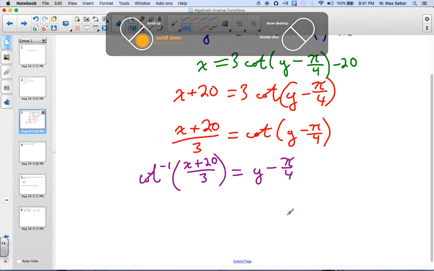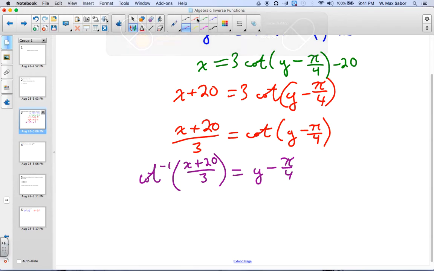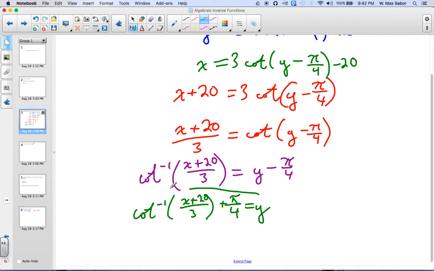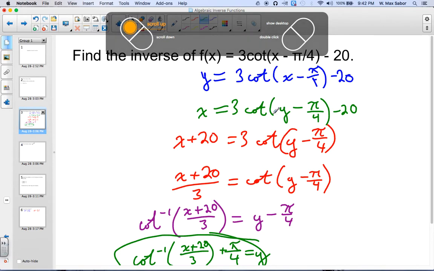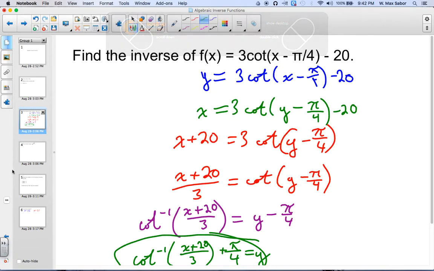and lastly, we got to get y by itself, so we're one step away. Add pi over 4 to both sides. Arc cotangent of x plus 20 over 3 plus pi over 4. All right, so that is how we find an inverse function of something.